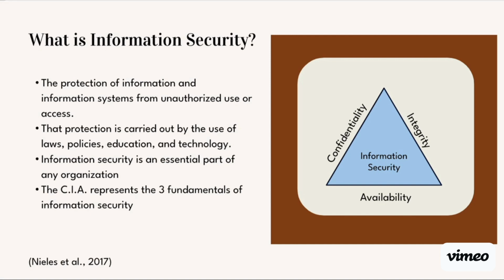Information security is an essential part of all organizations and is carried out through the use of policies or laws, technology, and education and awareness. As mentioned in the definition, the goal is to ensure confidentiality, integrity, and availability, which make up the three fundamentals of information security. Although there are now many more facets of information security, these three remain at the core of security standards.